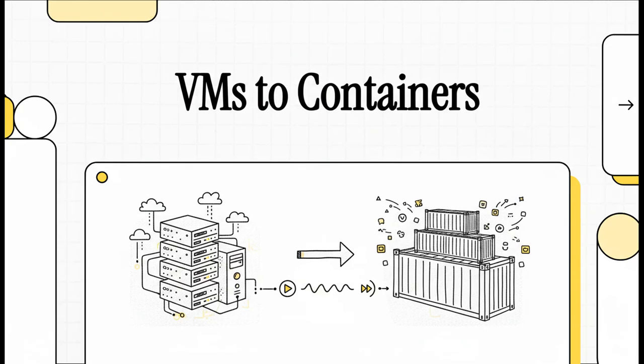So, have you ever wondered how these massive applications, like Netflix or Google, manage to run so smoothly for millions of people all at once? It's definitely not magic. It's actually the result of this really fascinating evolution in how we run software. So today, we're going to trace that journey, starting with clunky old physical servers and ending up in this super efficient world of containers that powers pretty much everything now.